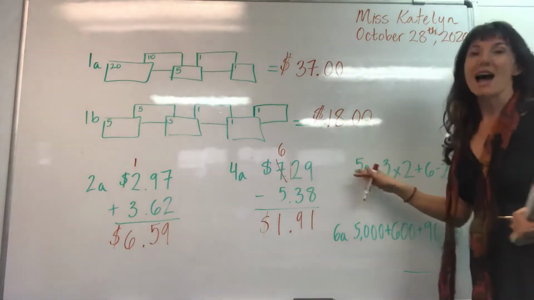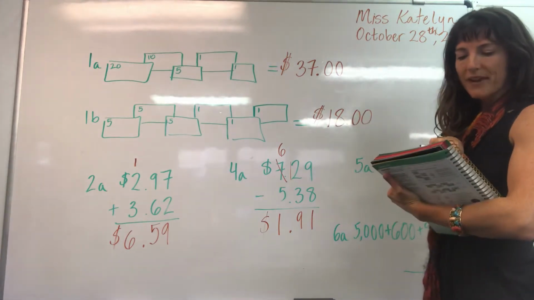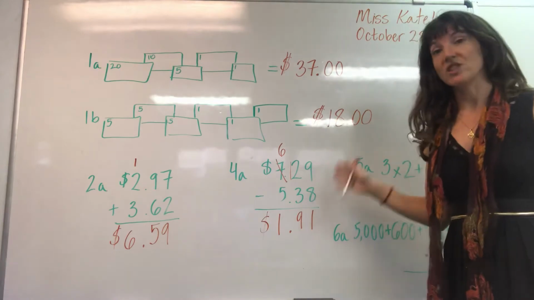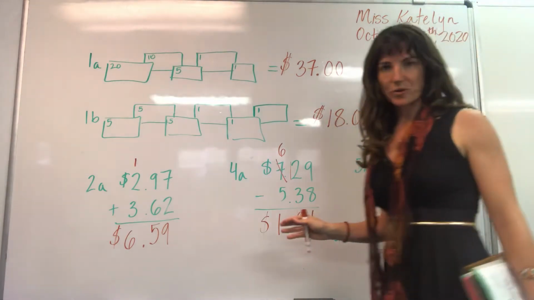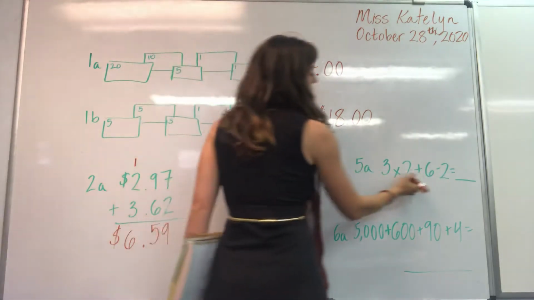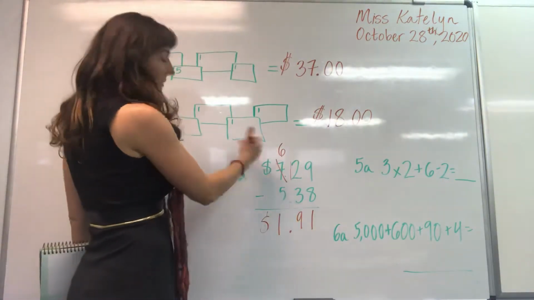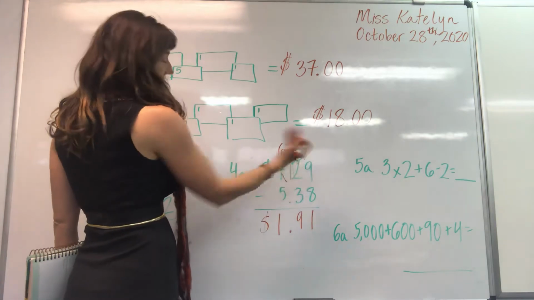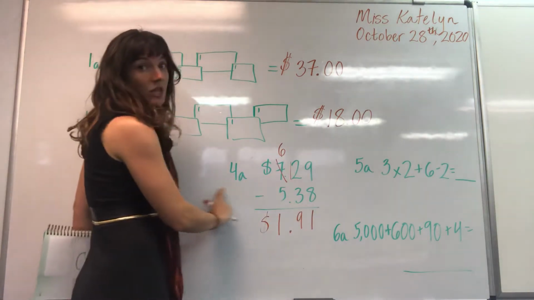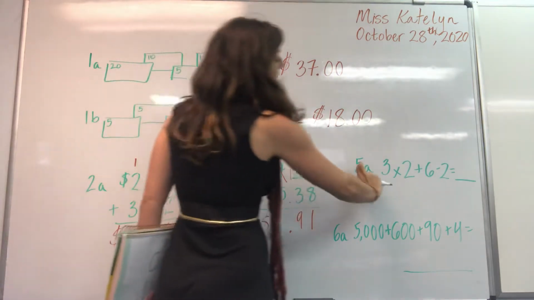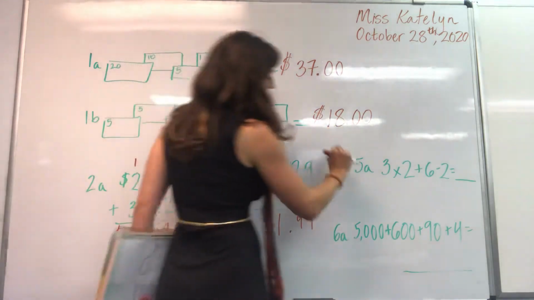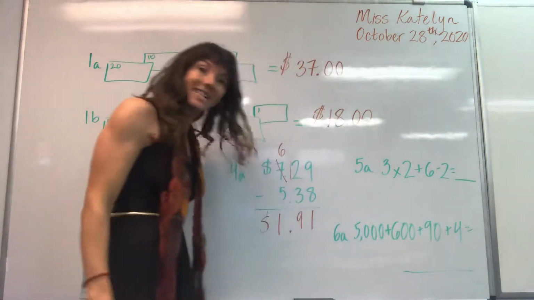Dropping on down to 5A, put your finger on it. There it is. We read mathematical equations just like we read stories. We always read left to right, unless they're stacked up, then we still read it left to right. $7.29 minus $5.38, moving from the left to the right. We read long horizontal equations left to right.